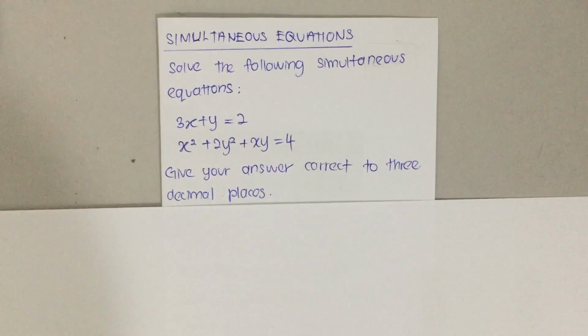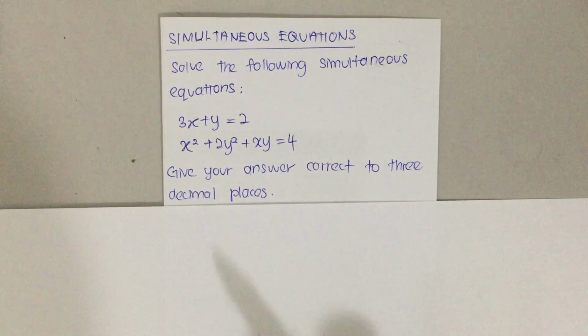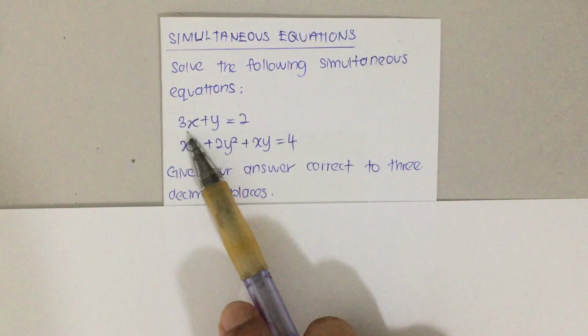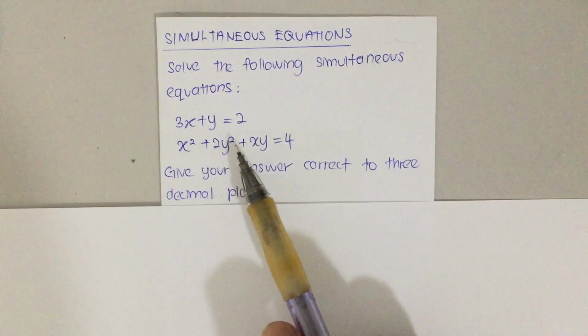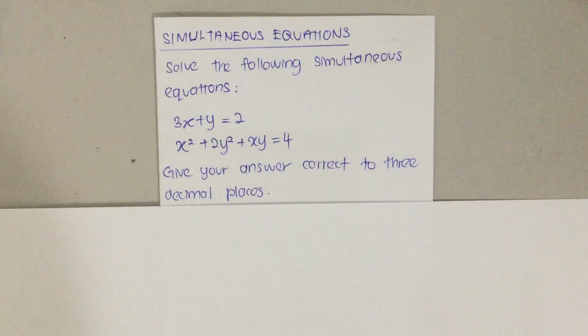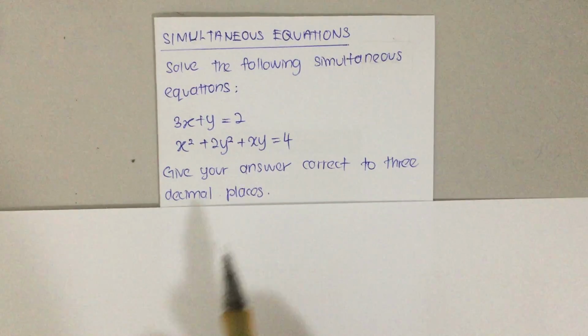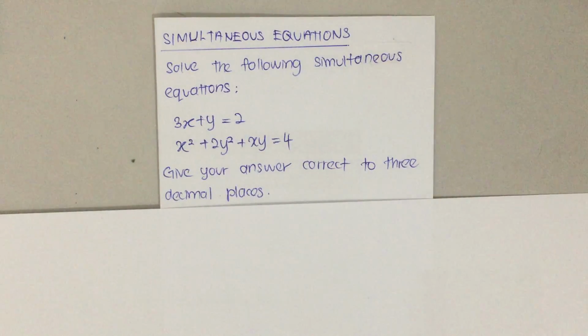Okay, this is also a similar question where the question asks to solve the following simultaneous equation, where they are given 3x plus y equals 2 and x squared plus 2y squared plus xy equals 4. And the question asks to give your answer to 3 decimal places.